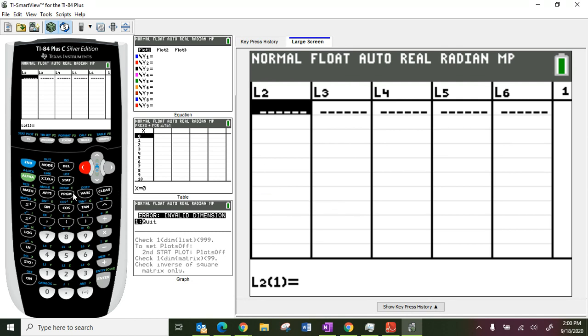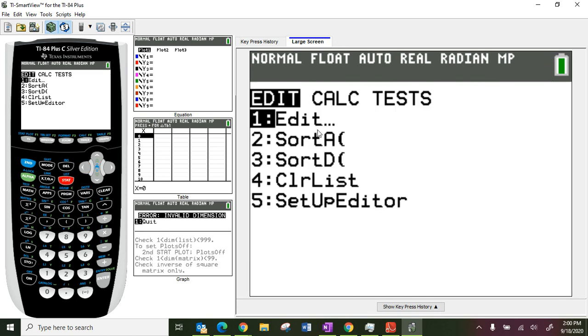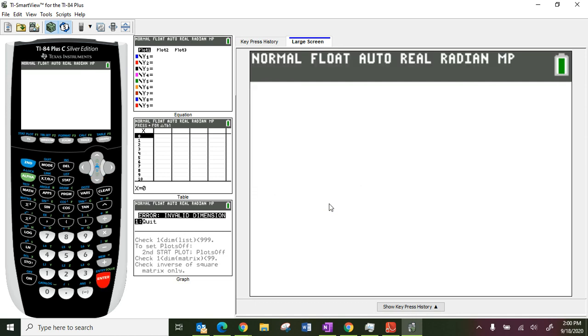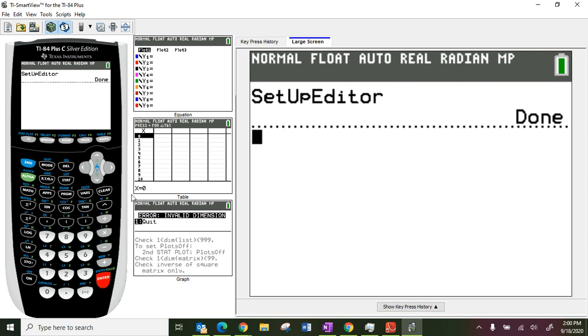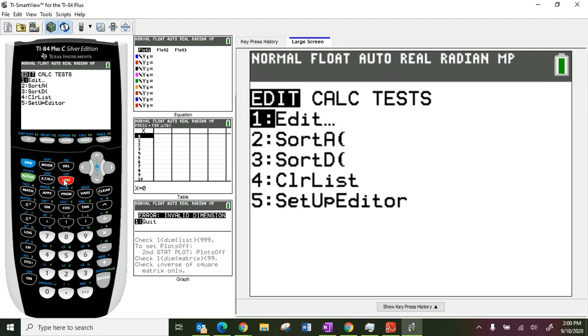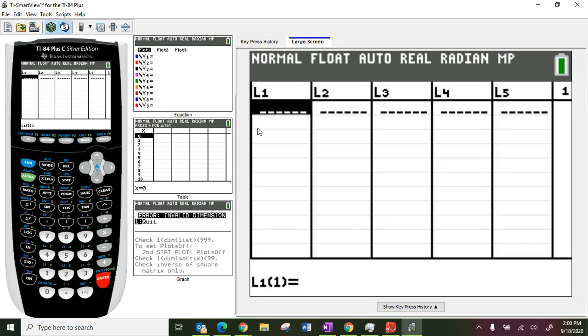So what you do at this time, and hopefully you understood in the other one, is go down to SetUpEditor. You could just hit the number 5 or go there, and hit enter. And then it says that; hit enter there till it's done. Then I go back to stats, I go back to edit, and now my L1 is back. So that's how you get the list back if you ever somehow delete one of the lists on there.